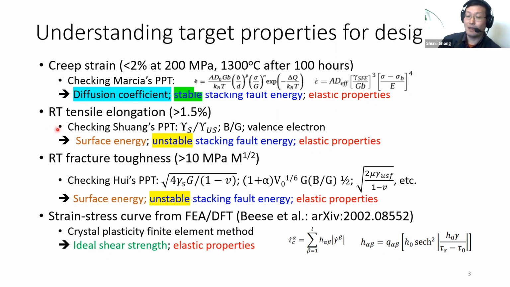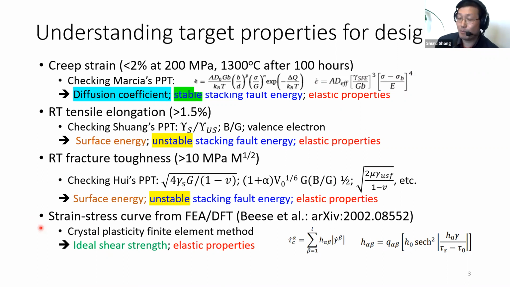And also in Shang's PPT, we can find the tensile elongation. This one is majorly determined by the fundamental properties of surface energy, unstable stacking fault energy, and the elastic properties. And also in Hui's presentation, we learn that the fracture toughness can be predicted by the fundamental properties of surface energy, unstable stacking fault energy, also the elastic properties.